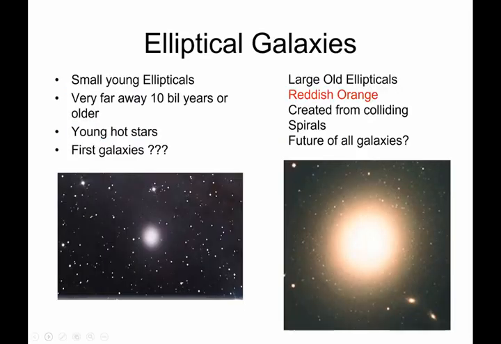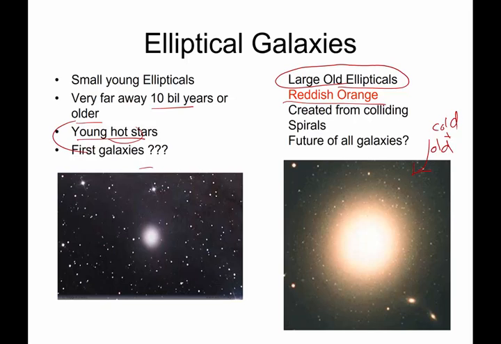One more time, two different kinds of ellipticals. The young ones, 10 billion years or older, with young hot stars, and we suspect those were the first galaxies. Today, when we refer to ellipticals, we mean many, very large, reddish-orangey ellipticals, indicating that they have colder stars. Cold and old, and hot and young, I guess, are the two different kinds of stars and galaxies we've got.